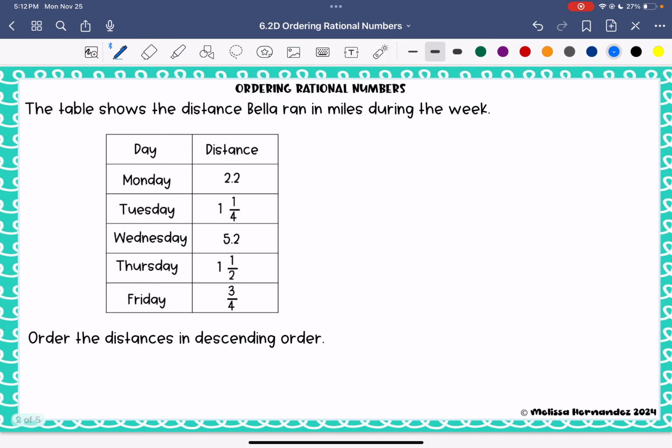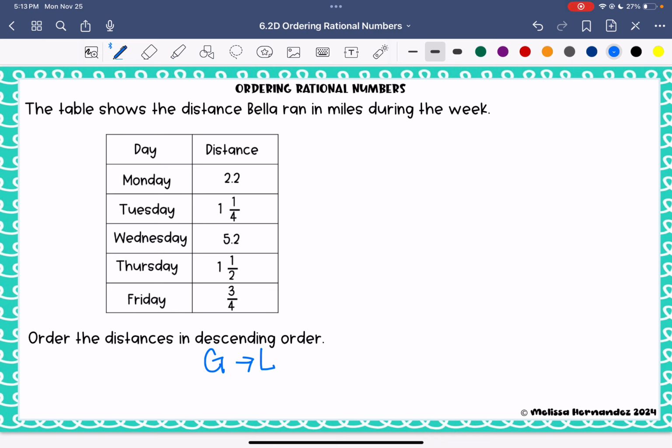The first example says the table shows the distance Bella ran in miles during the week. So you have Monday 2.2 or 2 and 2/10, Tuesday 1 and 1/4, Wednesday 5.2 or 5 and 2/10, Thursday 1.5, and Friday 3/4. It says order the distances in descending order. So what that means is we want the greatest to the least. So I always recommend to convert into percent because it's easier to compare whole numbers.